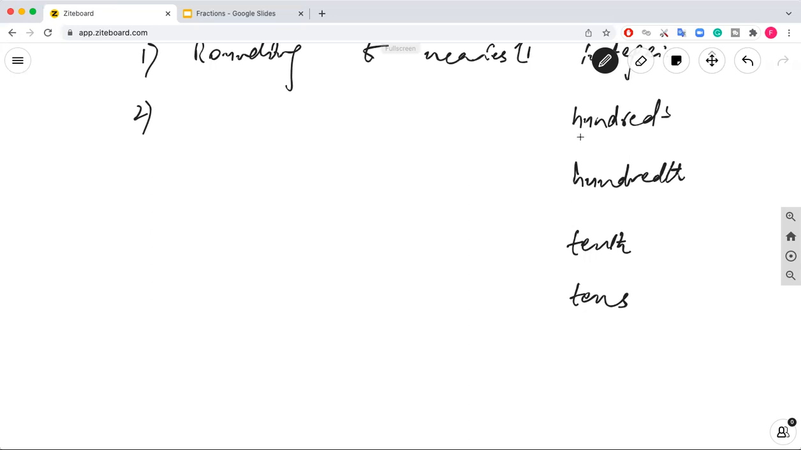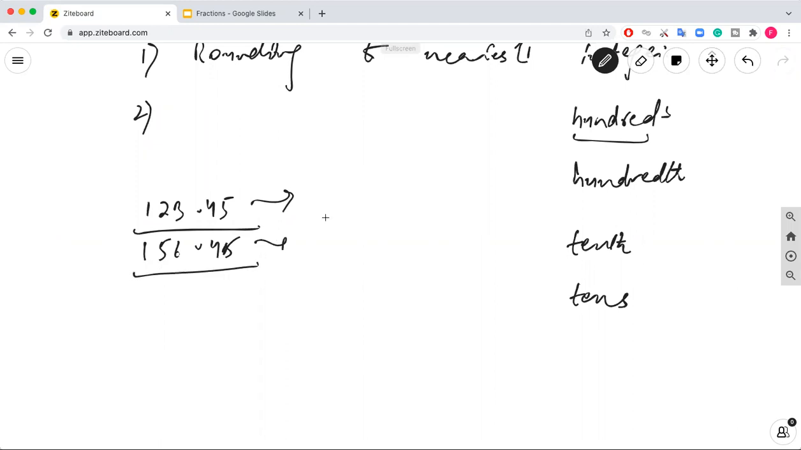In case of, let's suppose, rounding to nearest 100, and we have 123.45, and we have 156.45. So if we are asked to round to nearest hundreds, what will be the first value after rounding? 100. And what will be the second value? That will be 100. Because we are considering this, and we will only see this one. Second will be 200, right?